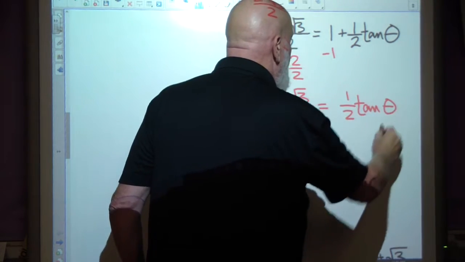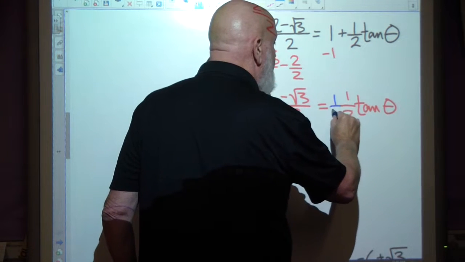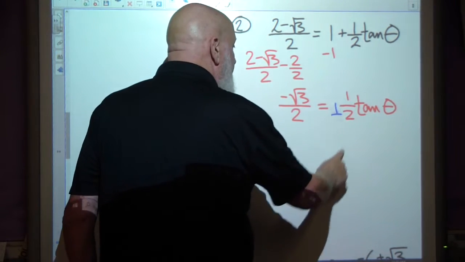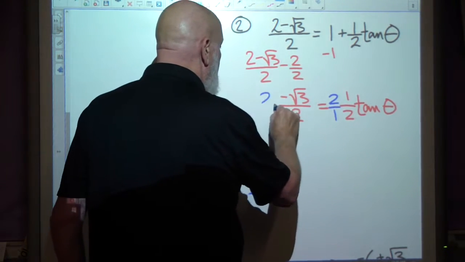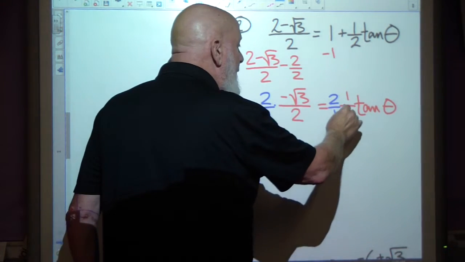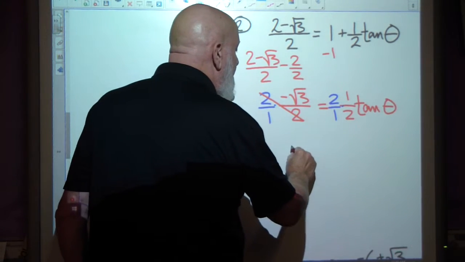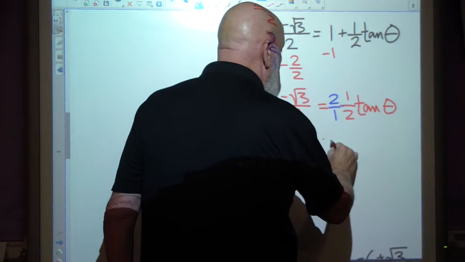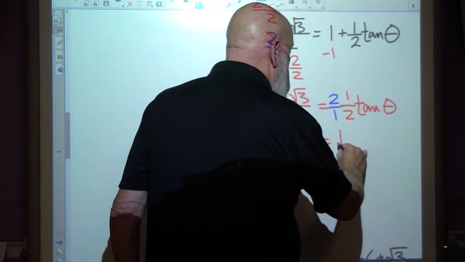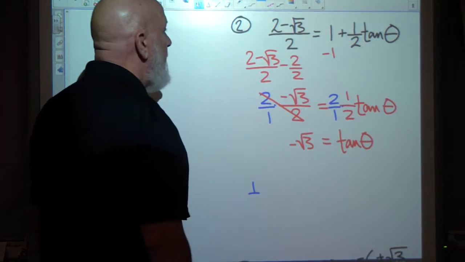I don't want 1/2 tangent theta, so I'm going to divide by 1/2, which is the same thing as multiplying by 2 over 1. In doing that, these will cancel, leave me with negative radical 3 over 1, which is negative radical 3, is equal to the tangent of theta, if I haven't made any mistakes.